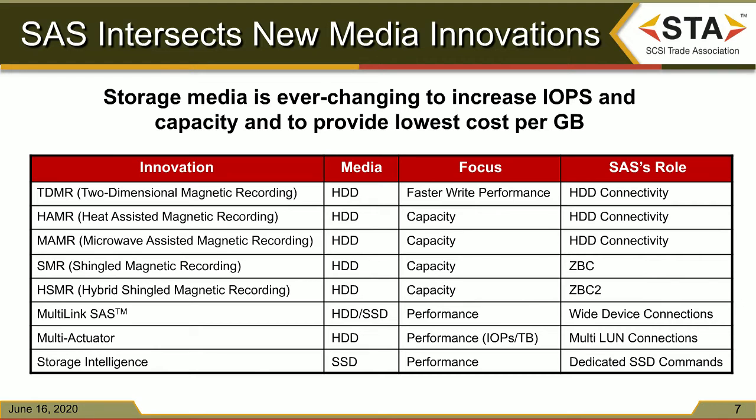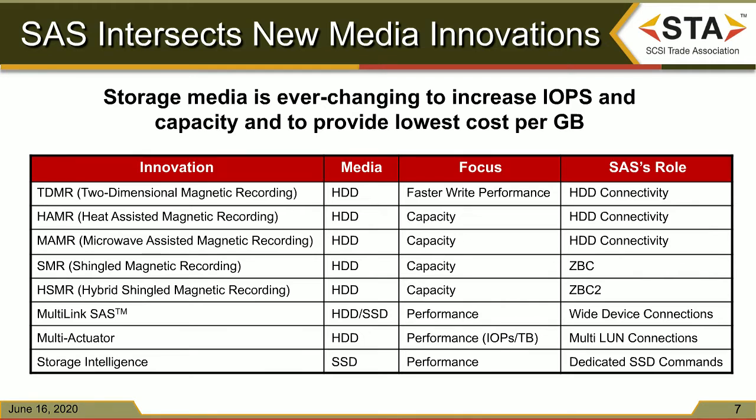I started out with some of the magnetic recording technologies. TDMR, two-dimensional magnetic recording, focuses specifically on faster write performance. Then the assisted magnetic recordings, HAMR and MAMR, two variants of a very similar thing, are very focused on increases in capacity. Then there are the SMR flavors, SMR and hybrid SMR, supporting shingled magnetic recording and variants thereof. Again, both are HDD technologies optimizing for capacity, and these are implemented, as I mentioned a moment ago, by the ZBC and ZBC2 command sets.